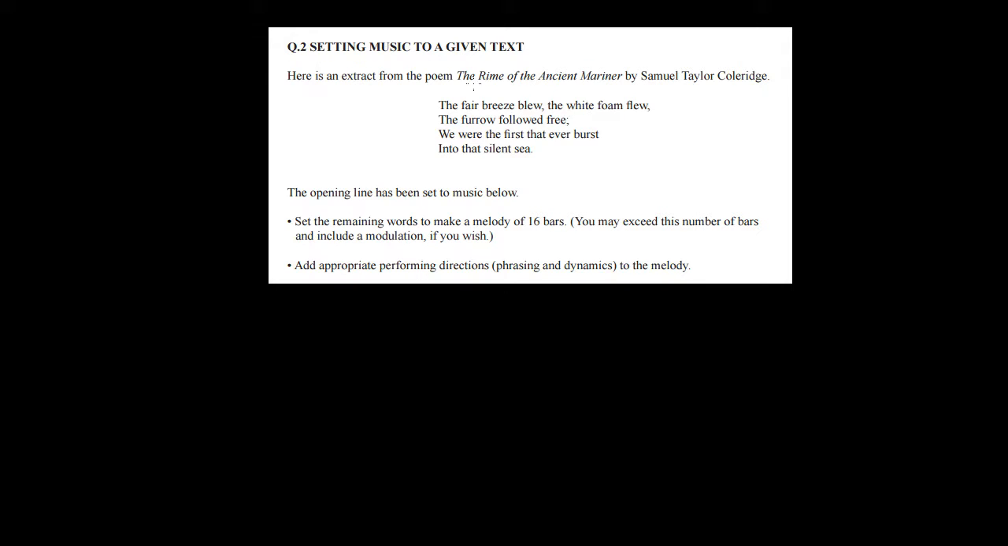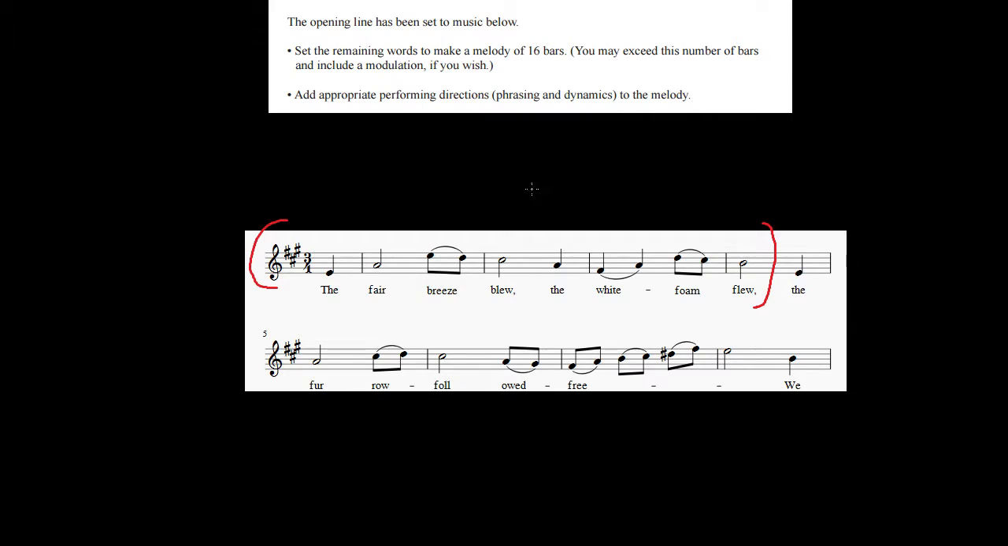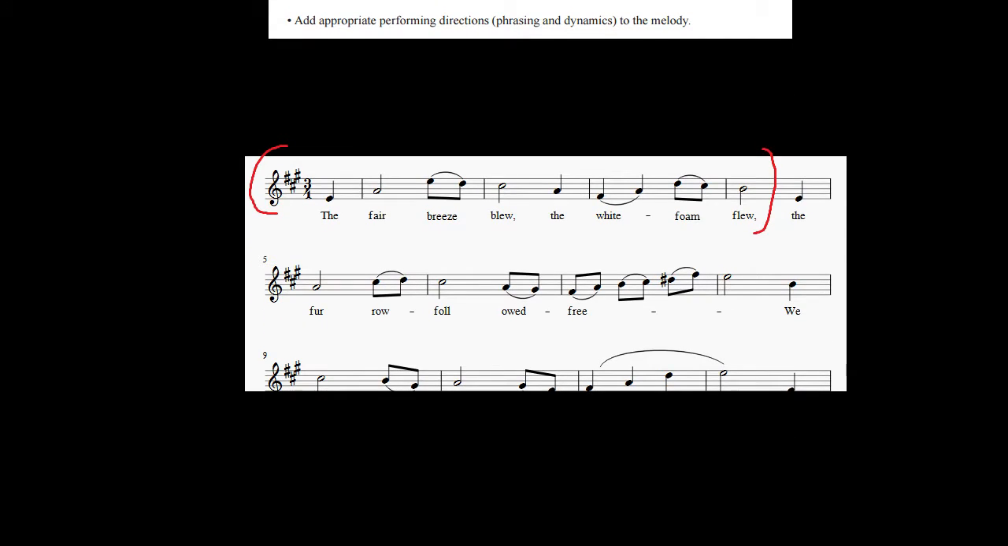So when you actually open your exam paper, you'll get something like this. You will have question 2, setting music to a given text. You will have the name of the poem and the poet that it's an extract from. You'll then be given your 4 lines that you have to set to music and your instructions. What you'll also be given is, just like in question 1, the first 4 bars. So, for example, in this particular question, which was 2015, you will be given these 4 bars here along with the words. The first 4 bars make up the first line of the poem.